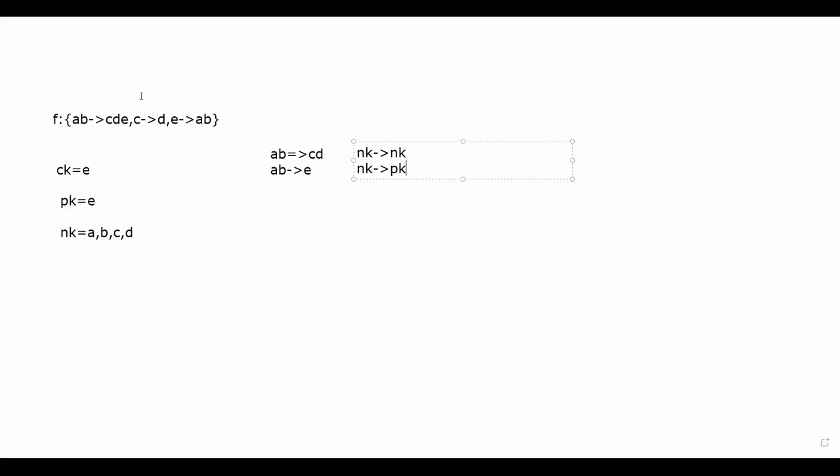Now, if you see C tends to D, what is C? C is your NK, tends to D. D is also NK. Now here E, E is the candidate key. So what I said, whenever you have a candidate key on the left hand side, no need to check. It is directly in BCNF.